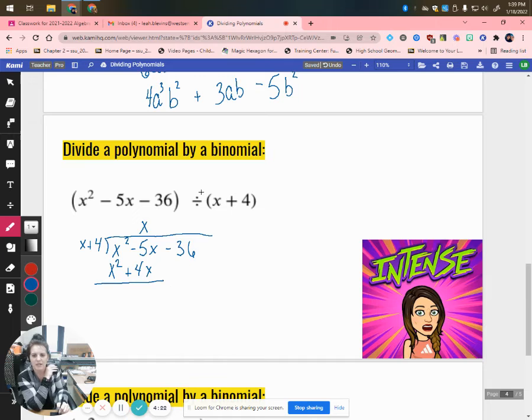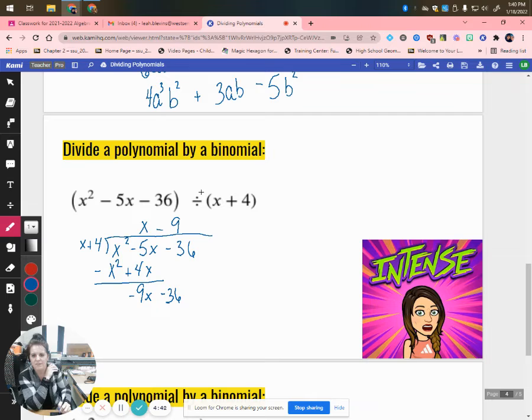And now I subtract. x squared take away x squared is nothing. Negative 5x take away 4x is negative 9x. And then I bring down my minus 36. Okay, so I'm going to ask myself now, if I have this x, what would I have to multiply to get negative 9x? And the answer is negative 9.